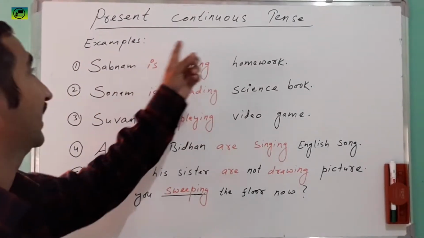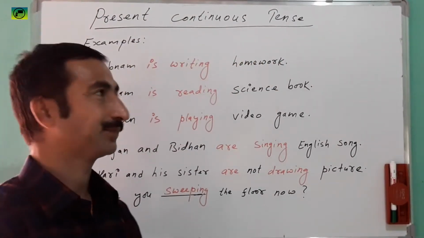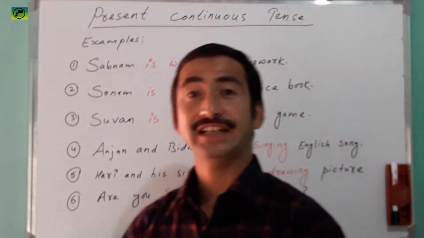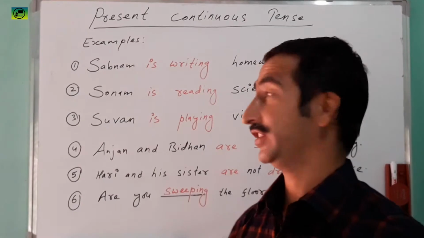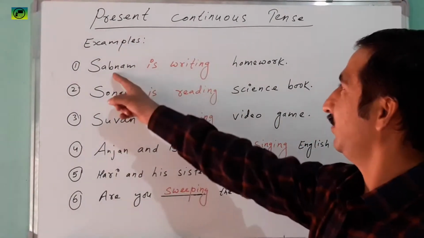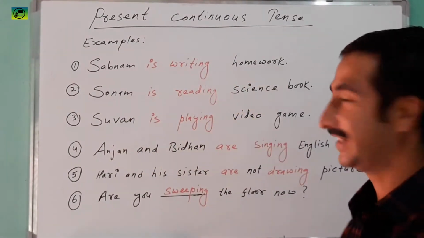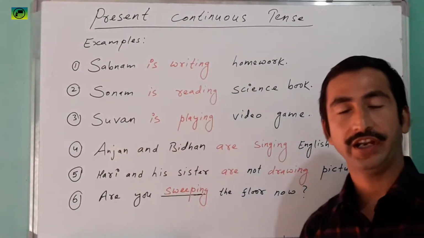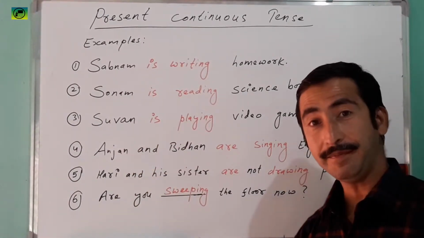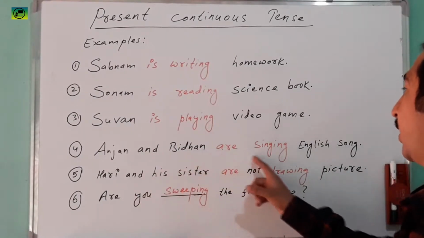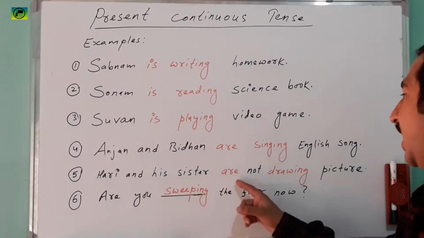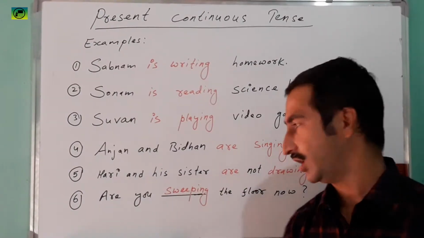Study present continuous tense. Before we study the rules of present continuous tense, let's start with the examples. Sonam is writing homework. Sonam is reading science book. And Suban is playing video game. And Anjan and Bidhan are singing English songs. And Hari and his sister are not drawing picture.